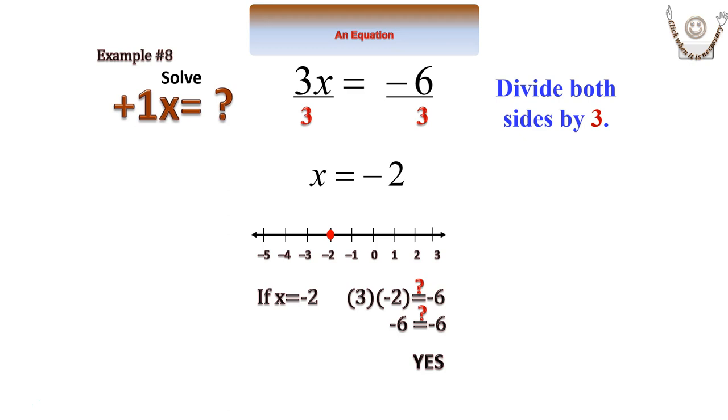Now checking if x is negative 2, would the left side be equal to the right side, we have to replace x by negative 2 in our original equation and check. 3 times negative 2, is it negative 6 or not? Yes, it is. So x equals negative 2 is our solution.